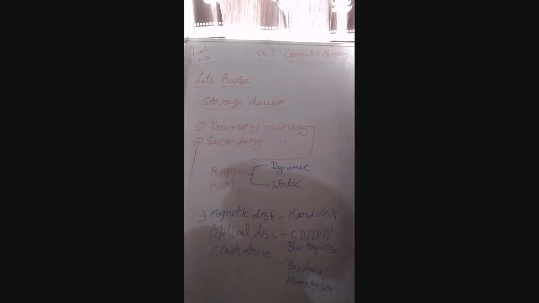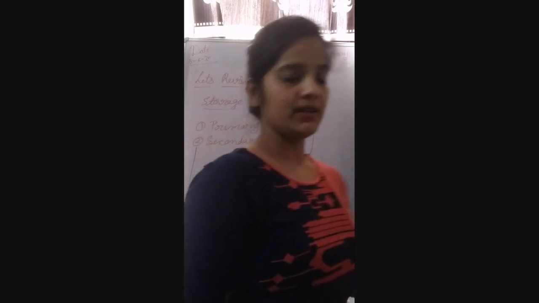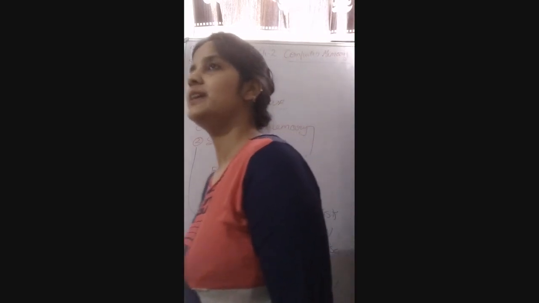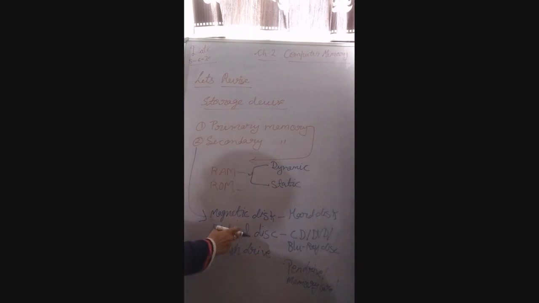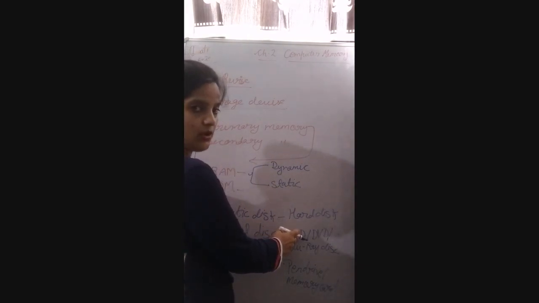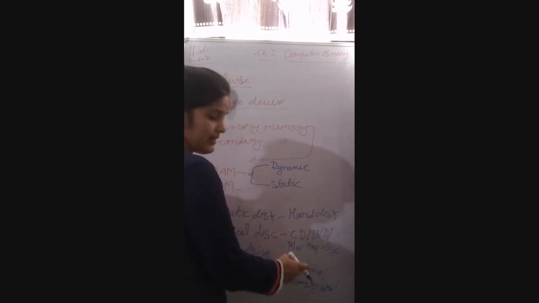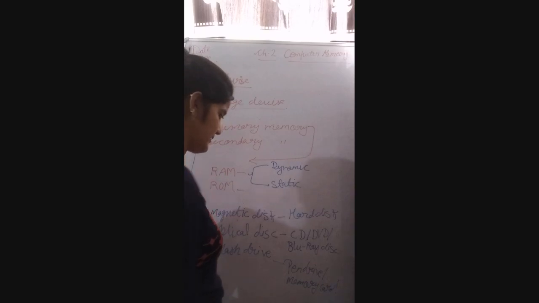Then optical disk, it is an optical electronic data storage medium. What is an optical disk? An electronic data storage medium that can be written and read using a low power laser beam. Here a low power laser beam is required. And these are CD, compact disc, DVD, digital versatile disc, and then Blu-ray disc.